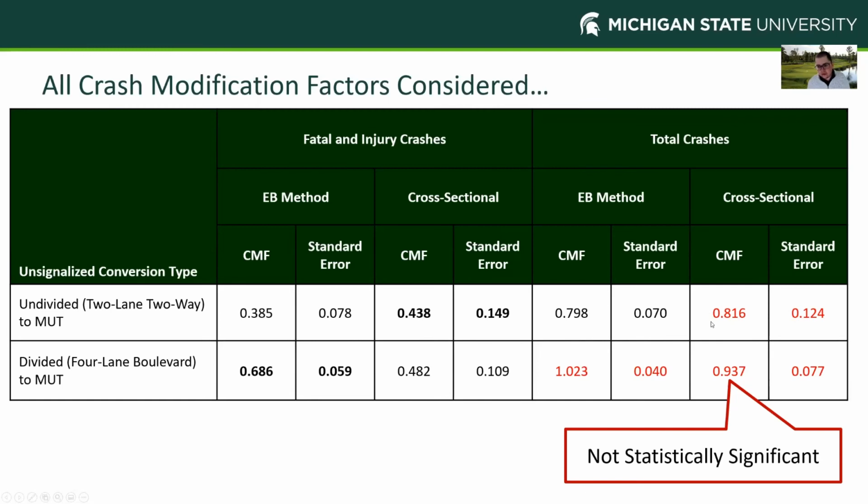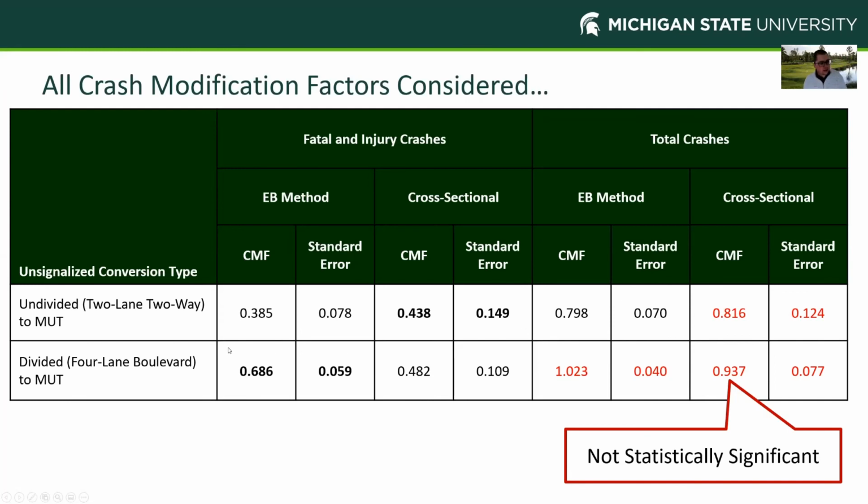On the total crash side, the numbers in red here, the cross-sectional approach was not statistically significant. Just like we saw in the graphs, the crashes did go down a little bit, but not a statistically significant finding there. And the EB method approach actually was statistically significant, but again, 3 sites. So I wouldn't feel comfortable recommending a CMF with just 3 sites.